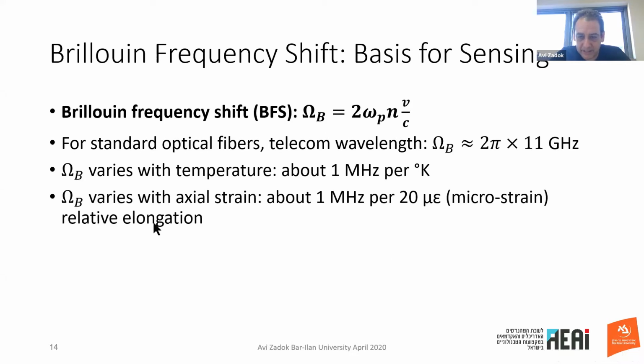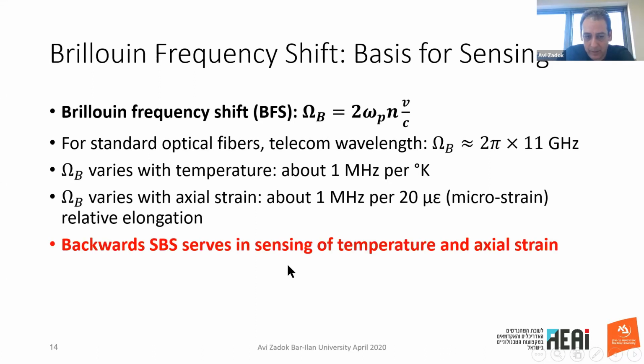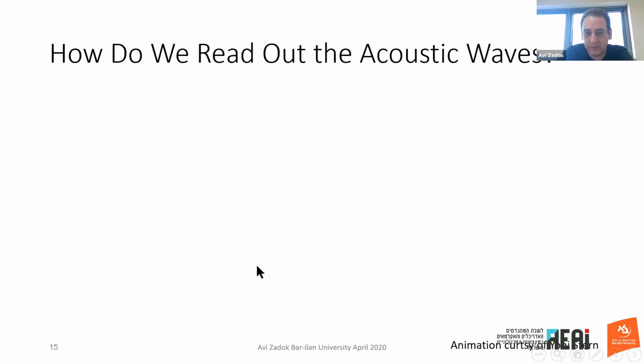Similarly, this frequency is also changing with elastic strain or relative elongation of the fiber. If we stretch the fiber by 20 parts per million, what is called 20 microstrain, we also vary the Brillouin shift by some 1 megahertz. So if we can somehow perform measurements of this value, omega B, if we can somehow devise setups to monitor this stimulation of acoustic waves, we can learn something potentially about temperature or about strain. So backwards SBS serves in the sensing of both quantities.